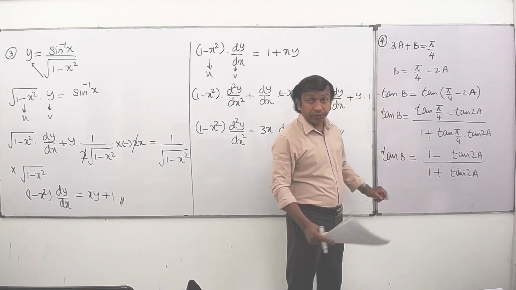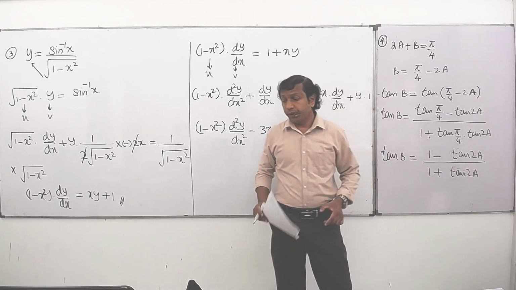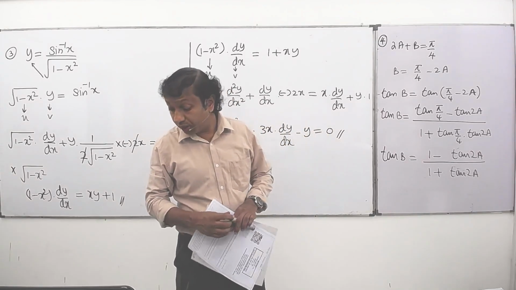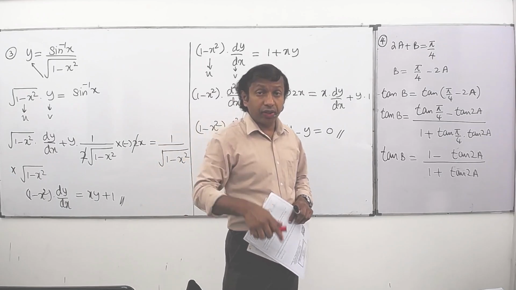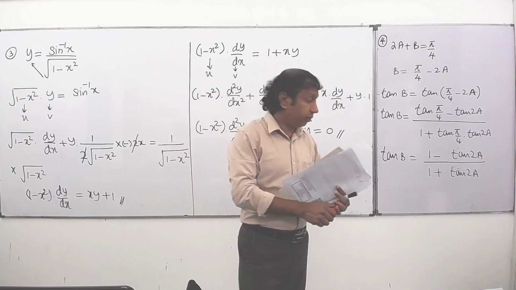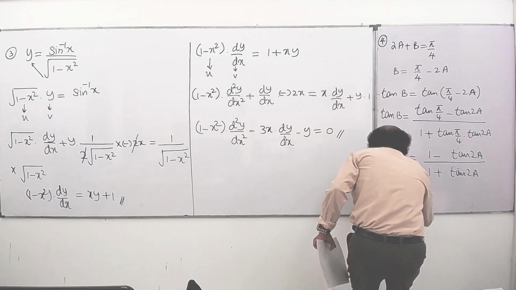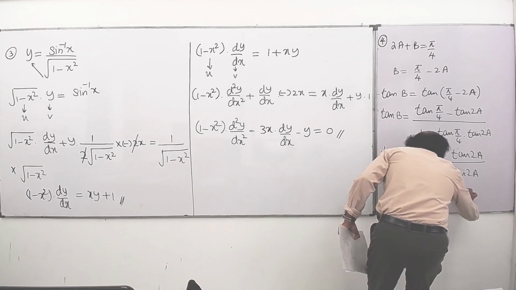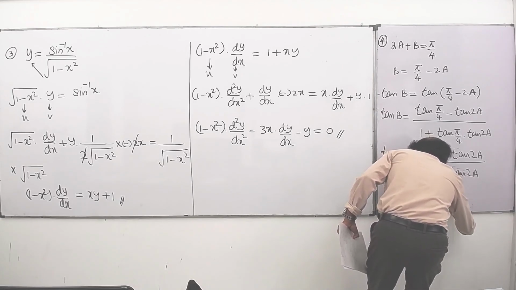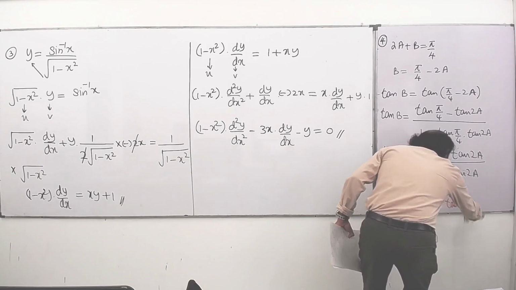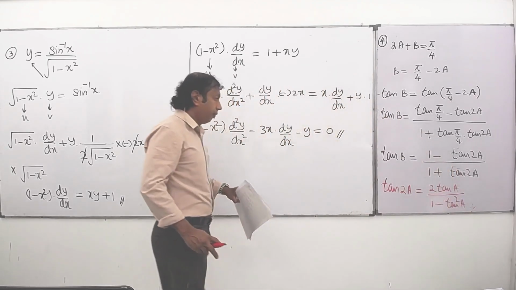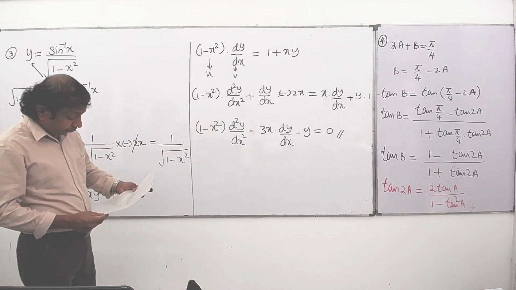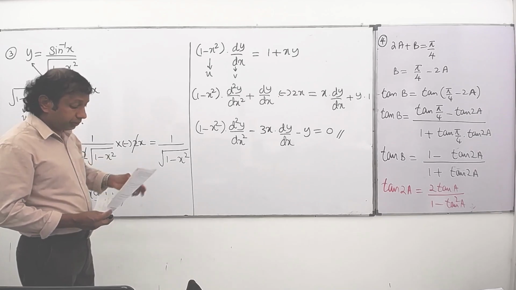Now, what I do is, we substitute for this tan 2a. What is the tan 2a formula? Tan 2a formula is 2 tan a divided by 1 minus tan squared a. Put that for the tan 2a. And when you simplify this, you get tan b in terms of tan a.